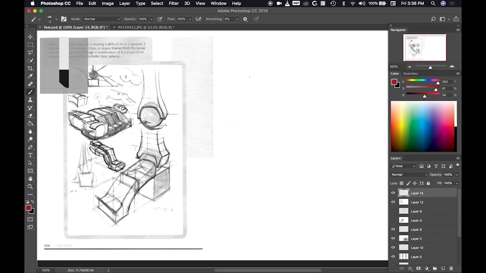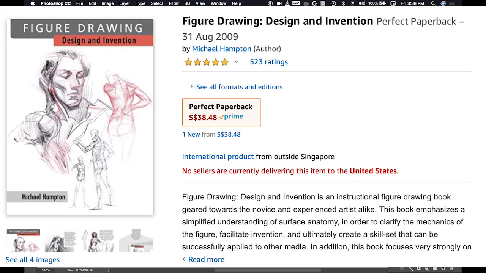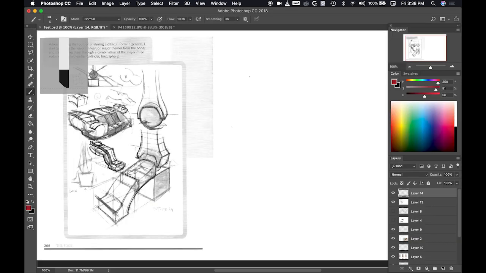Okay, so here we are at one of the pages of our handouts, and this section is from Michael Hampton's Figure Drawing Design and Invention book. And it's a really good diagrammatical book. It's not an anatomy book exactly, but it's a really good way of researching. It's got all these good diagrams to show you how to represent the structure of things in space. It was really helpful for me when I was learning to draw. And the thing I want to draw your attention to is this diagram right here and this diagram right here. And what it does a really good job of is creating an example for you about how the structure of the foot interacts with the structure of the ankle.